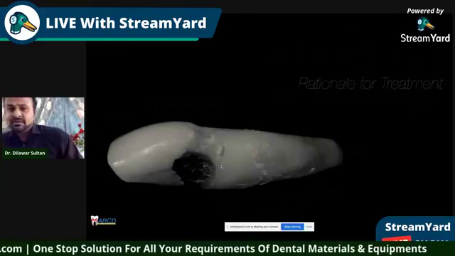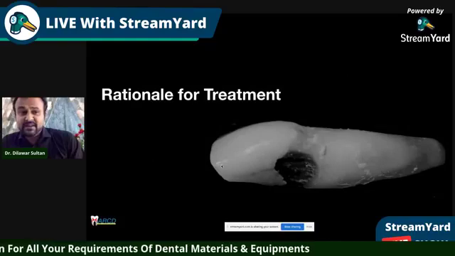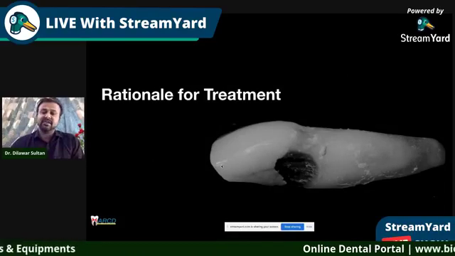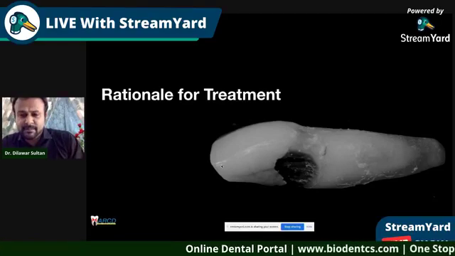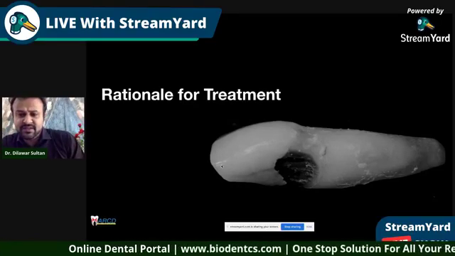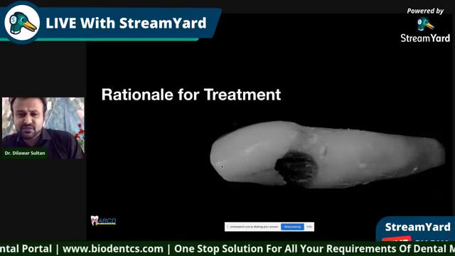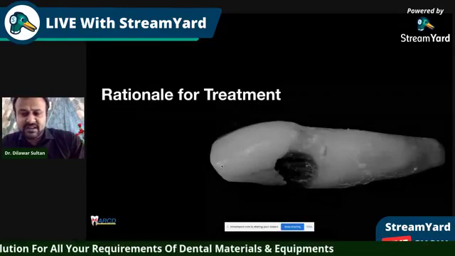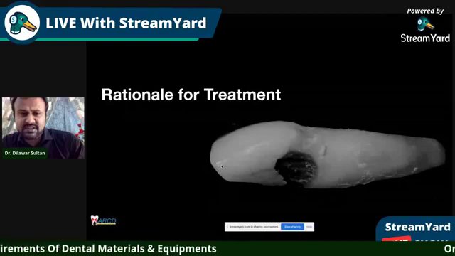So, talking about the rationale for the treatment, we shall define the term rationale, which means the fundamental reasons or the logical basis. Before defining the term, endodontics is a combination of two words, endo and dont. Endo means inside and dont means teeth, so it's inside of the teeth.